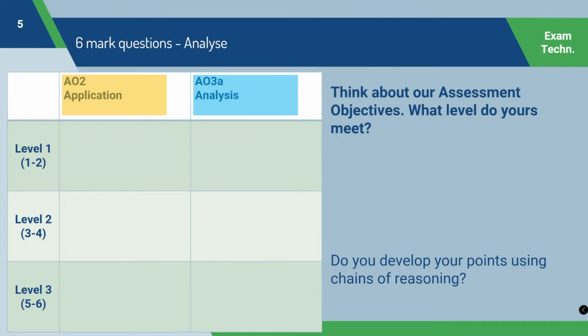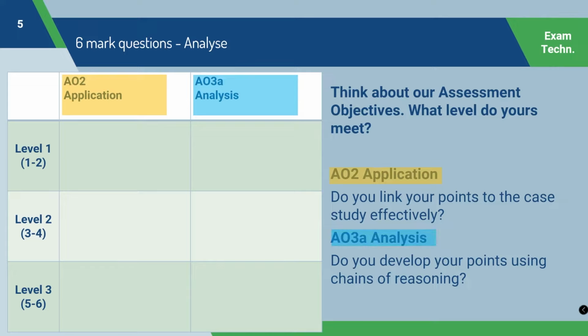Okay, brilliant. So moving on to the analyze question, as we've mentioned, there's one key difference between these two, and that is it is application and analysis that we're looking at here. So for application, analysis we've already talked about. Do you develop your points using chains of reasoning? And there's a few interesting things about this analyze question where it doesn't actually reward you necessarily for your first sentence, because that would be, as we've just seen, our knowledge marks. There's no knowledge marks on this question.